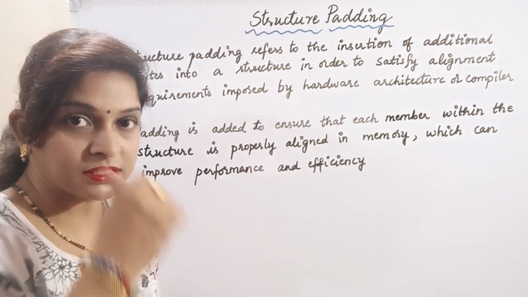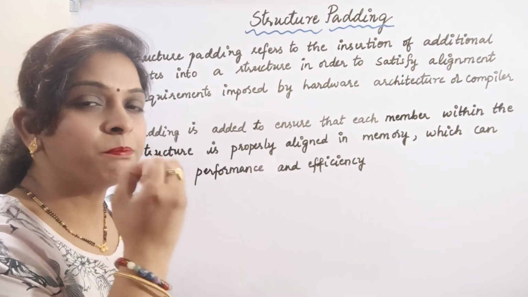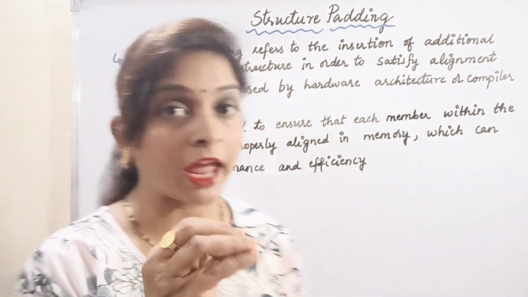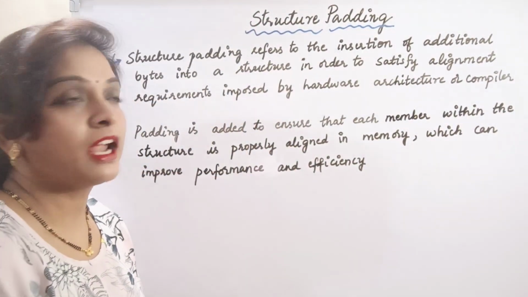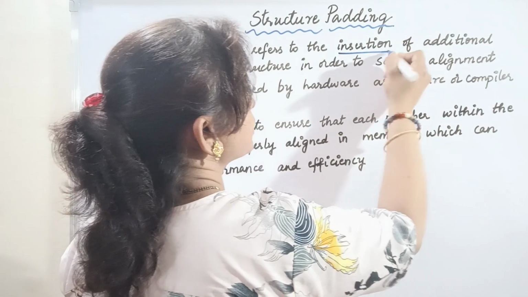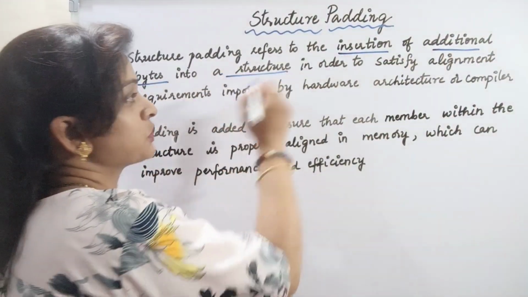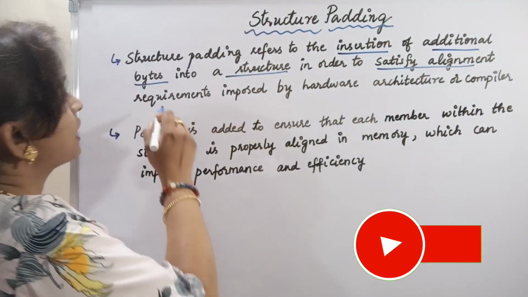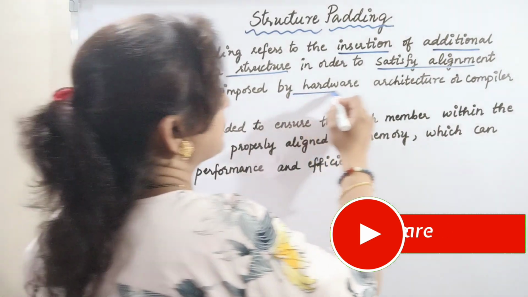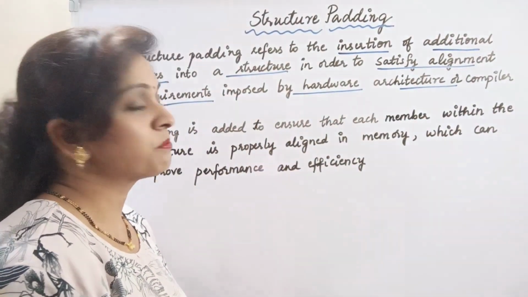Structure padding, as the name itself tells you, is quite a simple concept that everyone should know. When I say structure padding, it refers to the insertion of some additional bytes into a structure so that we can satisfy the alignment requirements imposed by the hardware architecture or compiler. So this happens in a structure.